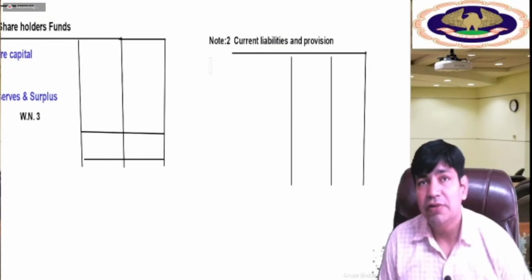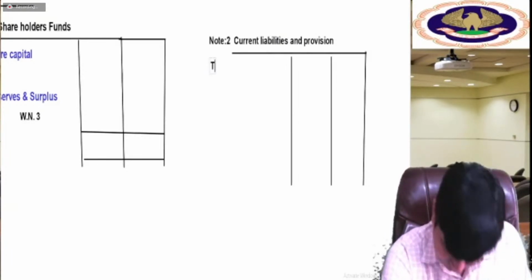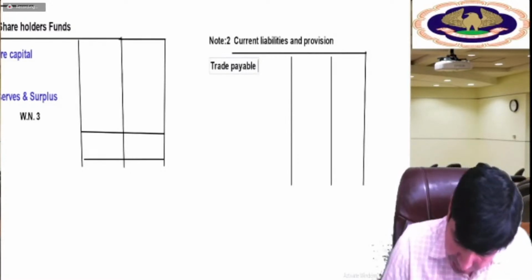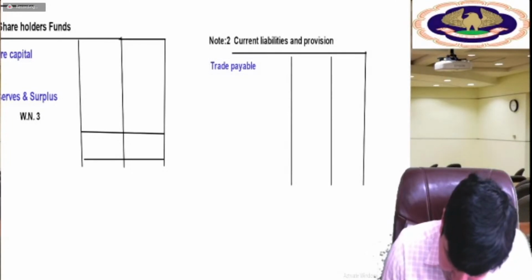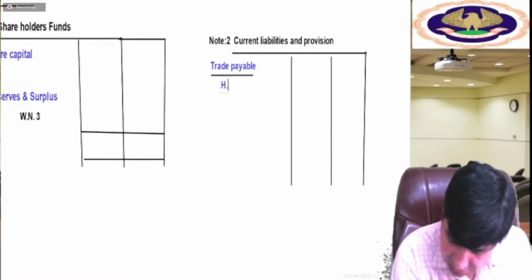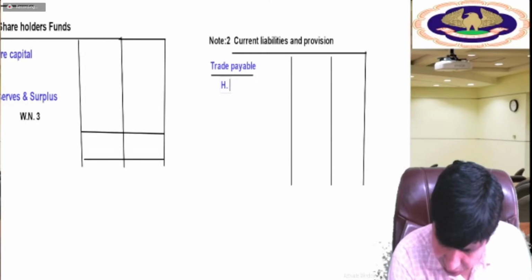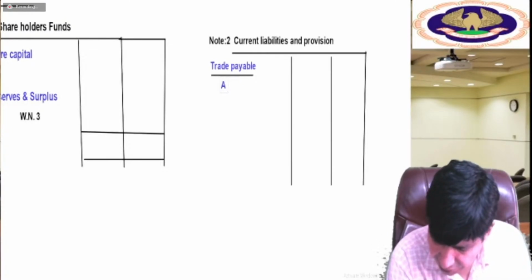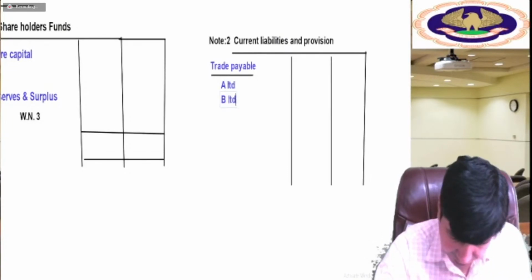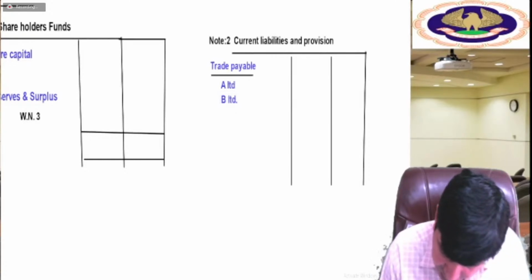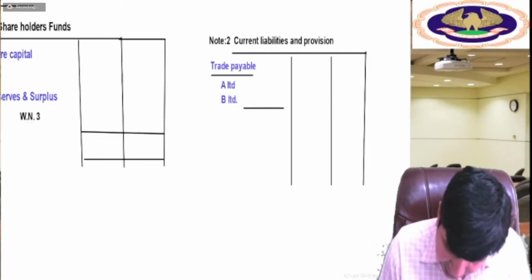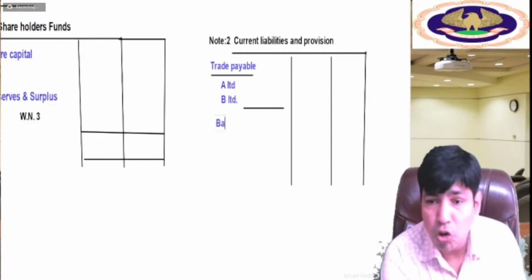You know, in the case of Schedule III, the first heading is trade payables. And in the question, we are also having trade payables. So give the heading accordingly. That will be much better. Of course, A Limited and B Limited, both will be added this way. And after that, there is another heading, that is bank overdraft.